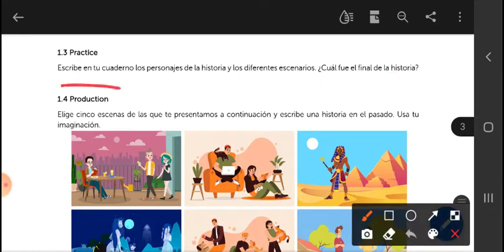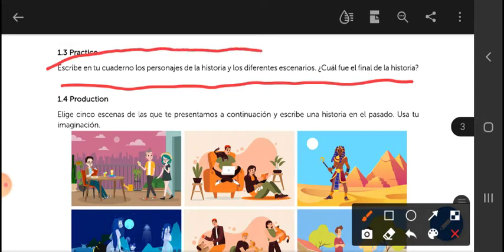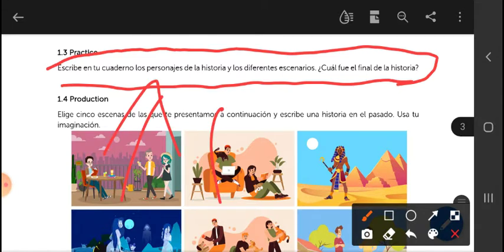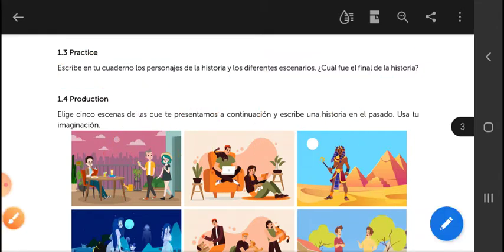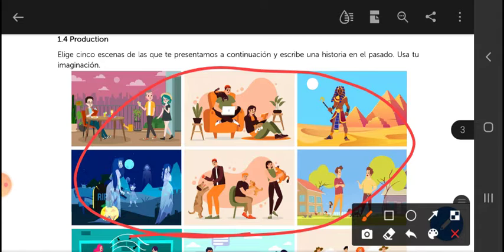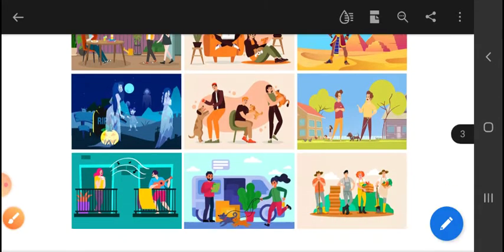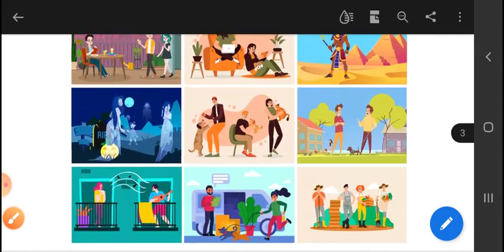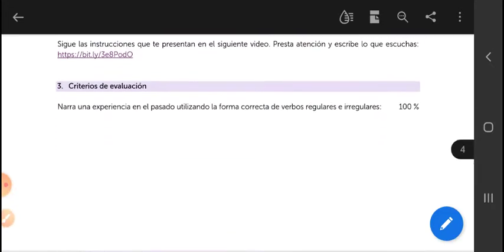Remember, you're going to have to write in English, okay? You're going to have to write the answer in English. Vas a escribir esta respuesta en inglés. Los personajes de la historia y los diferentes escenarios y cuál fue el final de la historia. After that, production. You're going to choose 5 scenes presented here and create your own story. Okay, elige 5 de estas imágenes y creas tu propia historia con esas 5 imágenes.